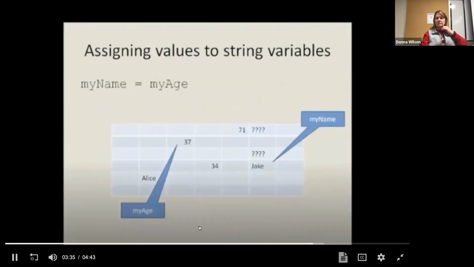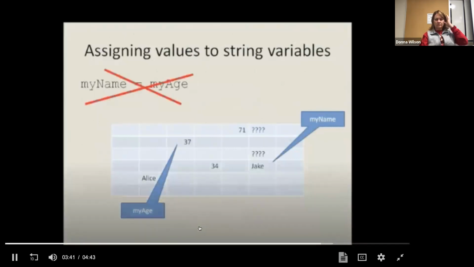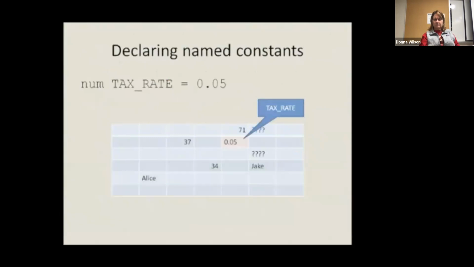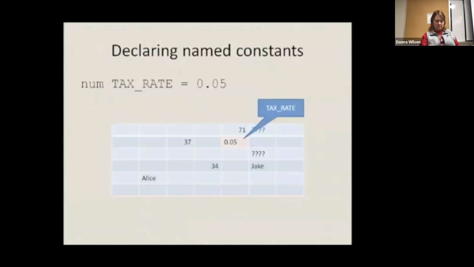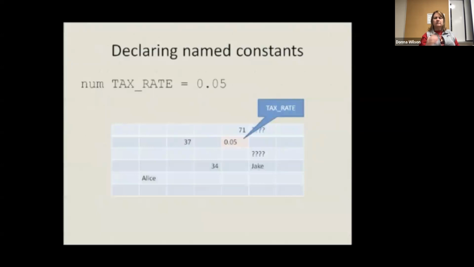You could try to assign my age to my name, but you can't. It's illegal. The data types have to be the same. Only numeric values can be assigned to numeric variables. Only string values can be assigned to string variables. Declaring named constants means providing a name for a memory location that is not intended to change. By convention, most programmers use all uppercase letters for their named constants, and you can assign an initial value there. In many programming languages, you need an additional word like constant or final in front of the declaration.